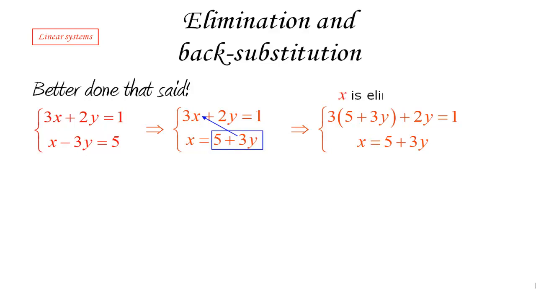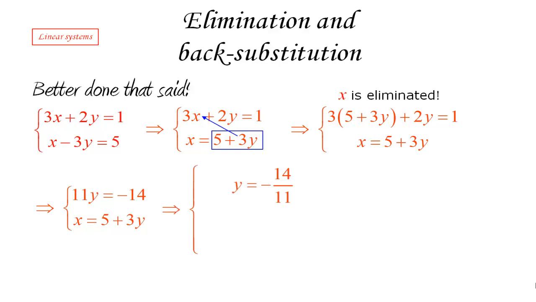Now, this is the elimination stage. Remember, this is called elimination and back substitution. So it's called the elimination stage because, of course, I've eliminated the variable x from the first equation. And again, if you have more variables or more equations, what you do is you eliminate one variable at a time and leave fewer and fewer variables. Now that the first equation only has y as a variable, I can solve it for y. So collect all the terms with y on the left hand side, all the constant terms on the right hand side, divide by the coefficient, and now I know that y has to be equal to negative 14 over 11.